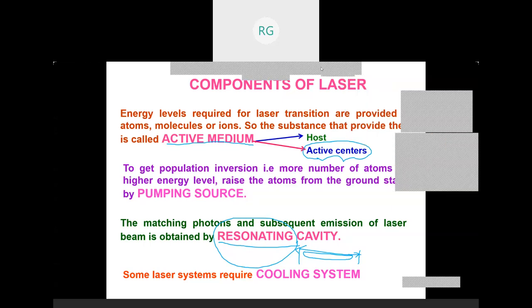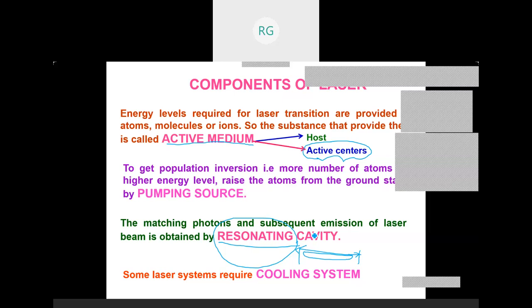Next is the resonating cavity. Resonating cavity means that you should be able to get a coherent beam, meaning the light coming out of the active medium should emit light waves which are in phase. All those waves which are in phase will give rise to a coherent beam. For that coherence, we require a resonating cavity. We will see shortly in the coming slides what this is. And to decrease the heating because of non-radiative transitions and other transitions, we require a cooling system. These are the important aspects of any laser system.